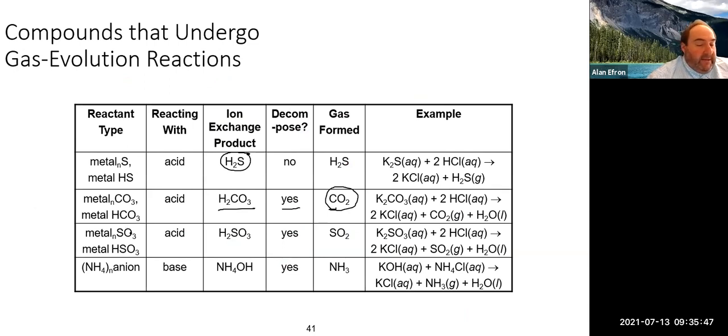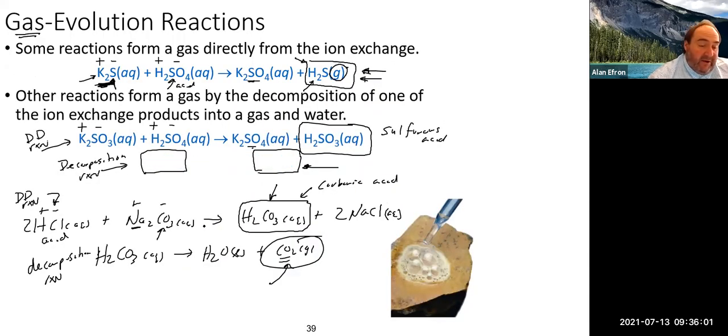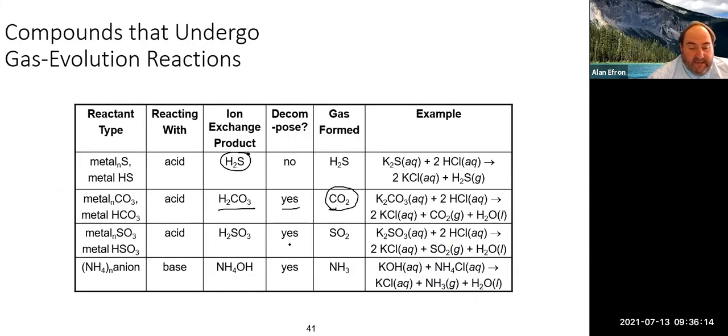If you have a metal that is hooked up with sulfite or hydrogen sulfite, and you react it with an acid, you will get that H2SO3, the sulfurous acid, and that is the one that we saw here. That's a metal with sulfite hooked up with an acid, going to make a sulfurous acid, which, as we saw, will then break apart into our SO2 gas. So again, a decomposition reaction happens right afterwards.